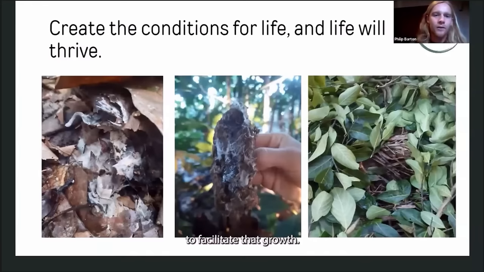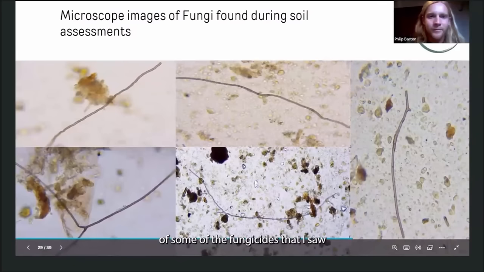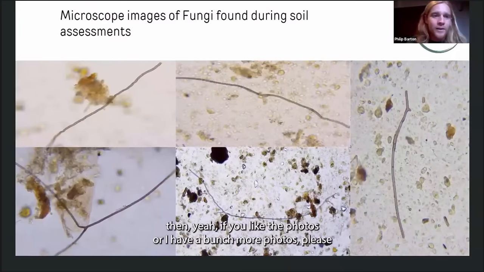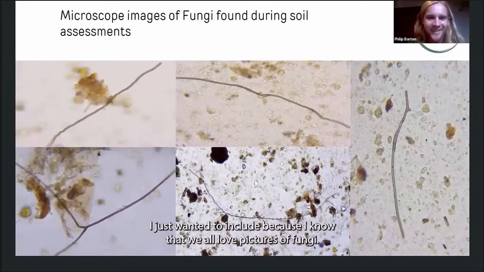So next slide, these are just some pictures that I thought I would put in here of the fungi that I saw while I was doing some soil analysis. They were beautiful. There were a lot of basidiomycetes found at Ernest's farm. If you like the photos, or I have a bunch more photos, please contact me and I can share them with you from the assessment. I just wanted to include these because I know that we all love pictures of fungi. So the next slide, if possible.